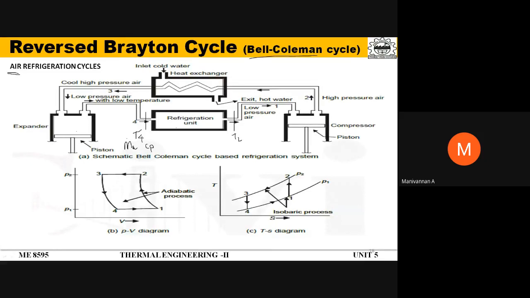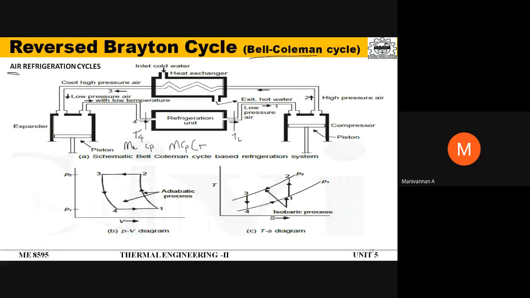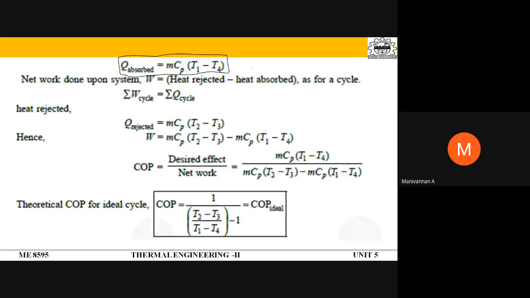So the amount of heat that you remove from the system is m into Cp into the temperature difference, where the higher temperature is T1 minus T4. This is the amount of heat that you remove from the refrigeration unit, which is the capacity of the refrigeration system. So m into Cp into T1 minus T4.